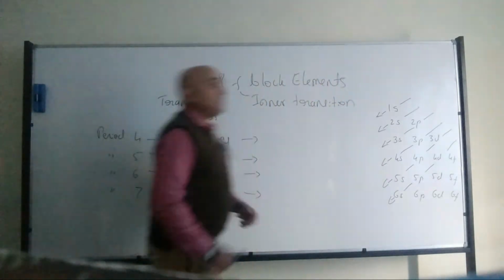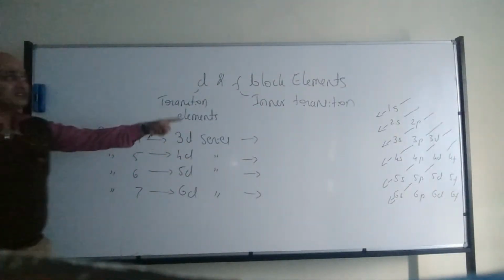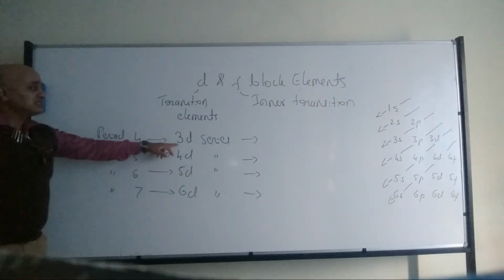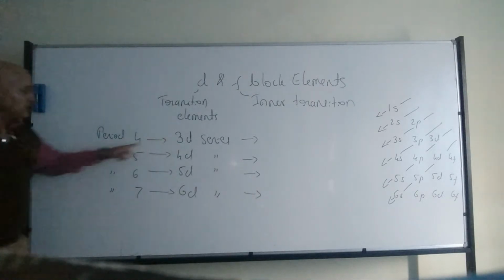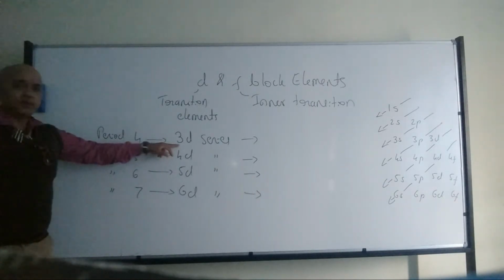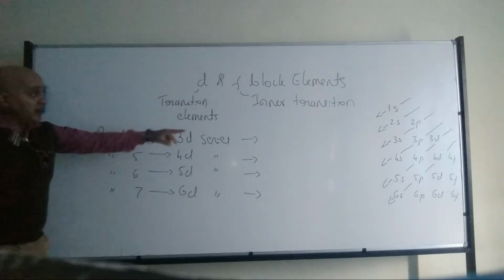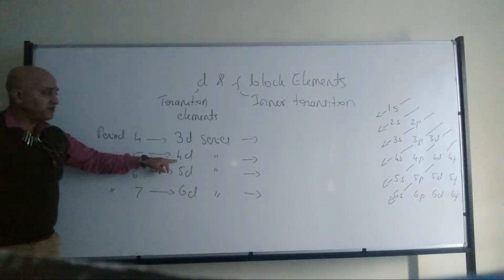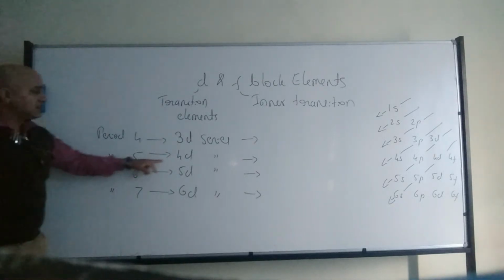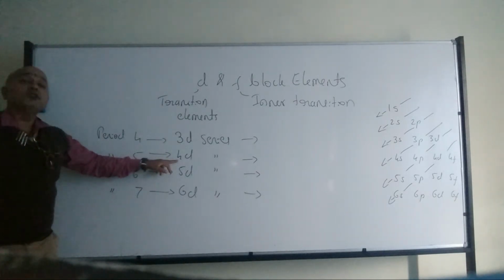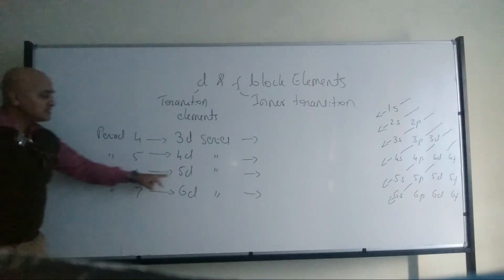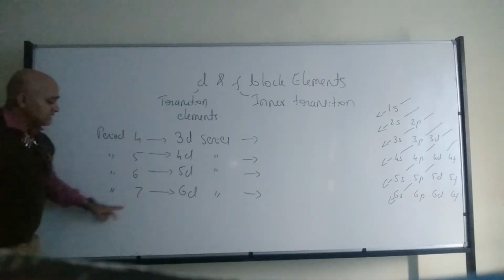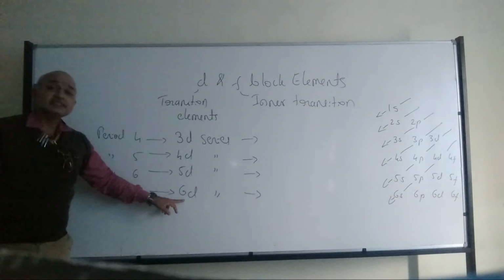So due to that, because once 4s is getting filled up, since 3d is coming into the picture, therefore it belongs to period number 4. Once 5s is getting filled up, then only 4d is going to get filled. Therefore, it comes under period number 5. Which one? 4d. Same logic is applicable for 5d and same logic is applicable for 6d.